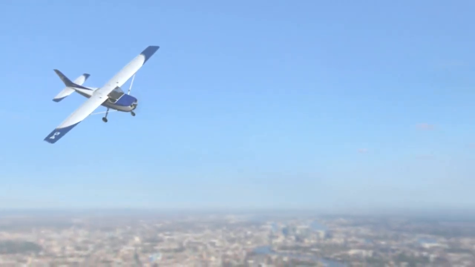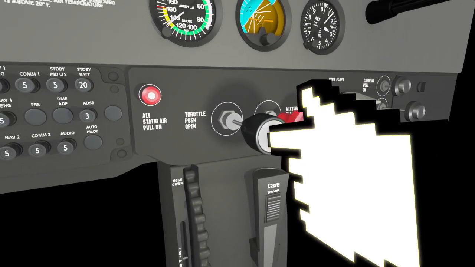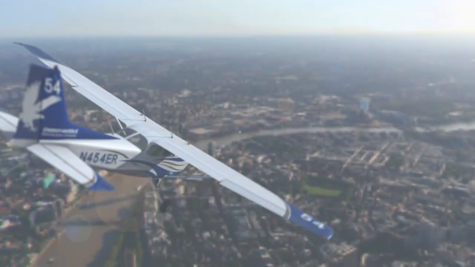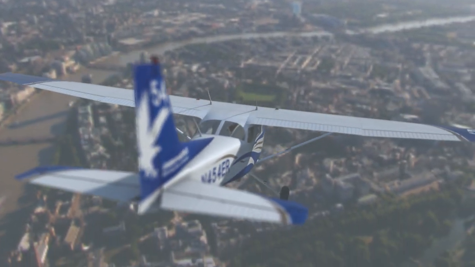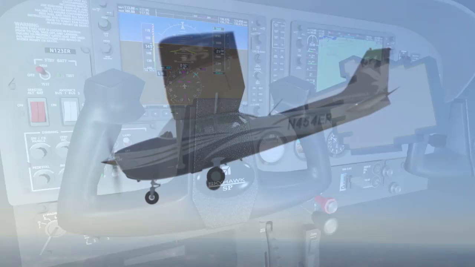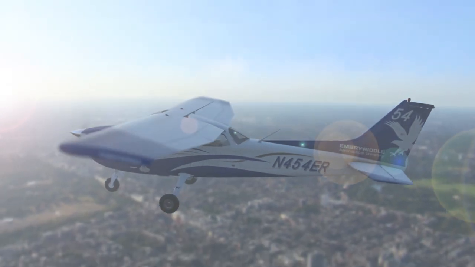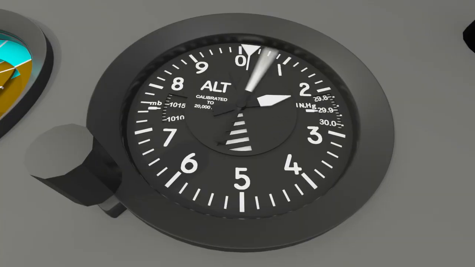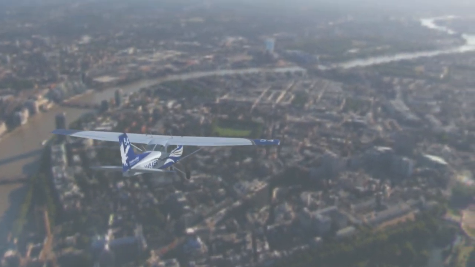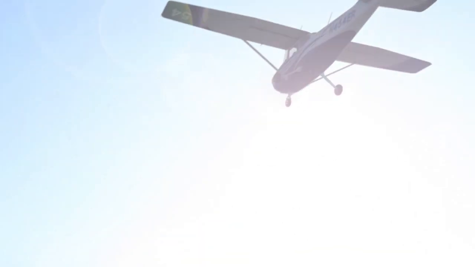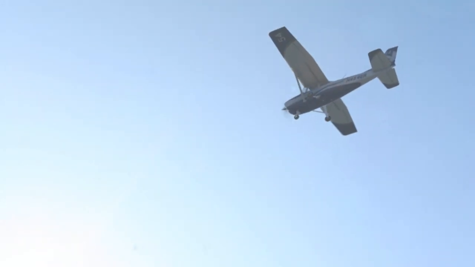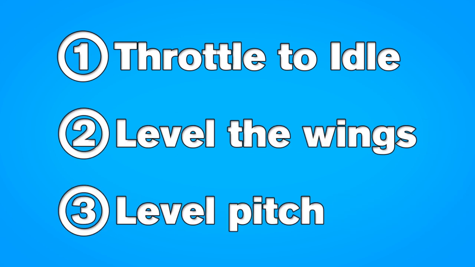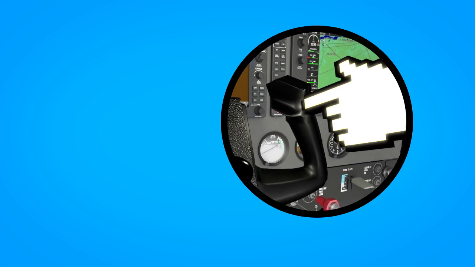To recover from a nose-low unusual attitude, first reduce the throttle to idle, then level the wings by using coordinated aileron and rudder. Finally, raise the nose to a level flight attitude. In this recovery, the throttle is reduced to idle to prevent an excessive increase of airspeed and loss of altitude. The wings are level before increasing pitch, as to avoid excessive G-force loading or an accelerated stall in the recovery. Be sure to follow this recovery procedure in the exact order listed, and control input should be made as smoothly as possible to prevent damage to the airframe.